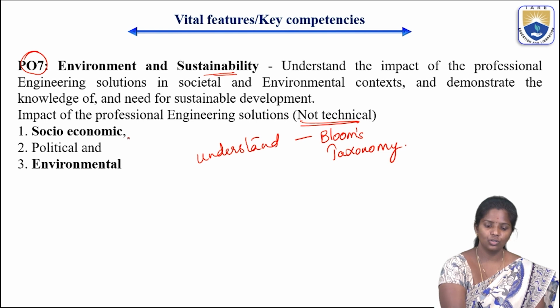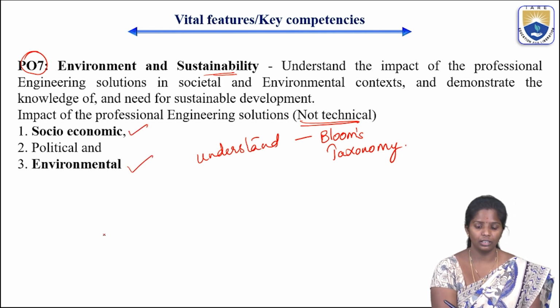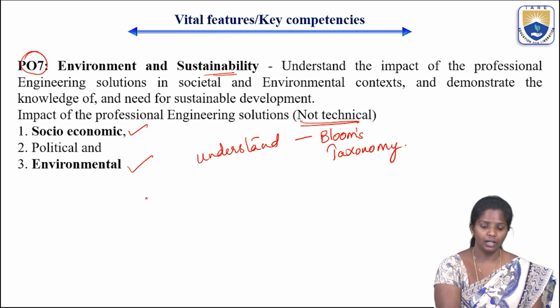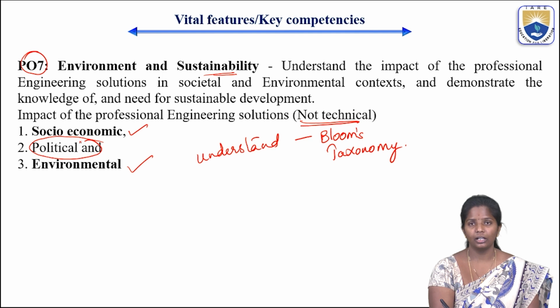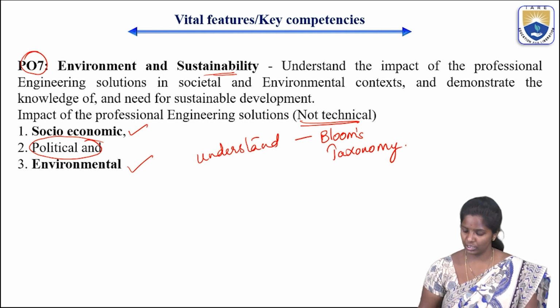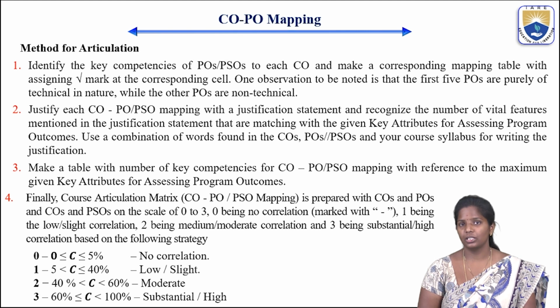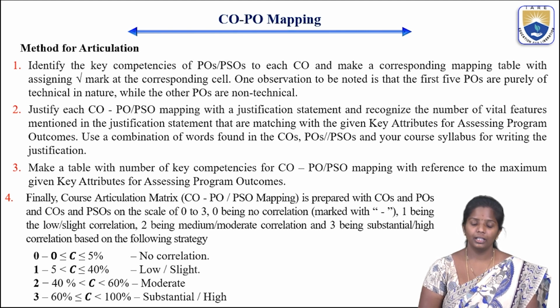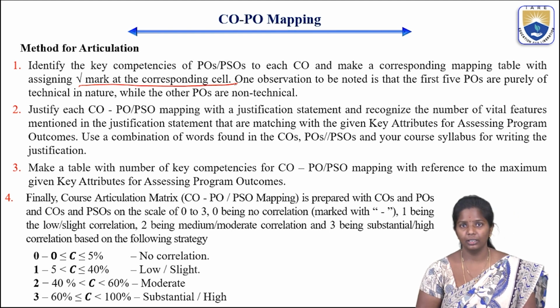Of these, socioeconomic and environmental are the major ones that come under our engineering chemistry part, and one more is the political. So these are the 3 different key competences that are present in PO7. If you see the articulation or the PO-CO mapping, there will be a tick mark given to the corresponding CO and the PO.